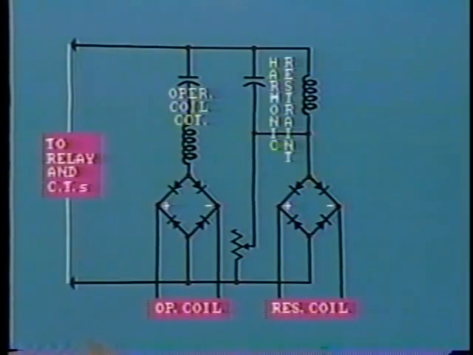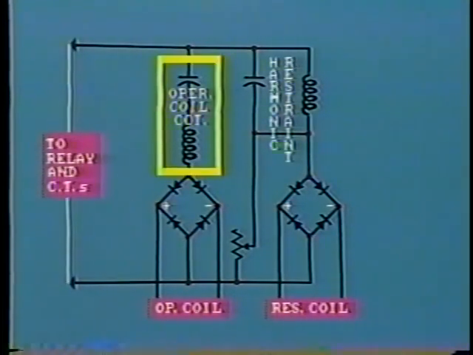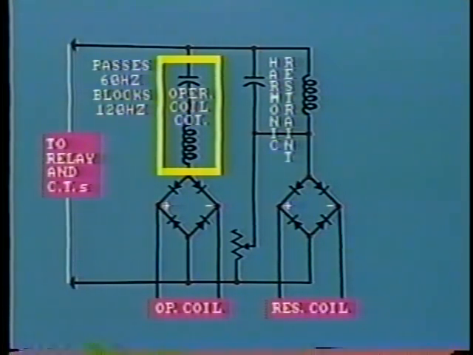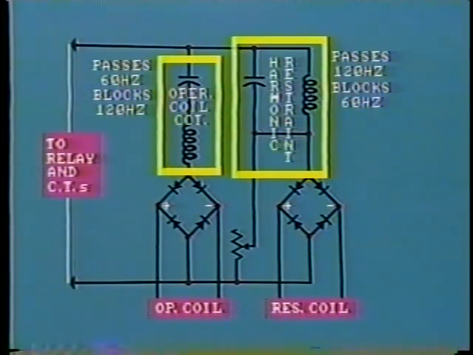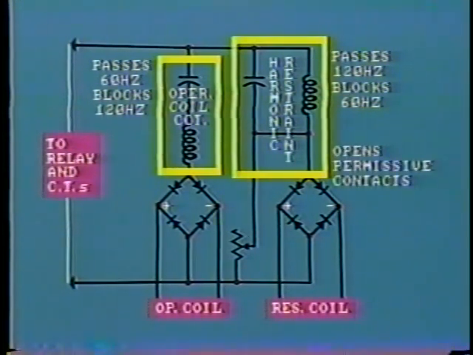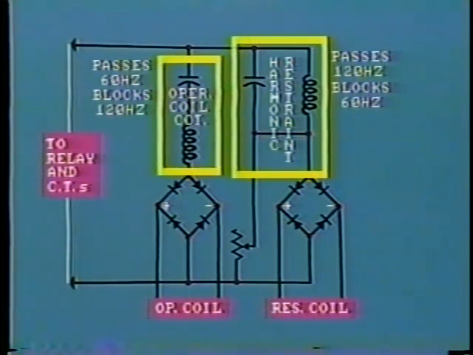There are actually two tuned circuits. The operating coil circuit presents a low impedance to 60 hertz current and a high impedance to 120 hertz current. The restraint coil circuit is just the opposite, presenting a low impedance path to second harmonic current and high impedance to 60 hertz current. When energized, the restraining coil opens the permissive contact in the tripping circuit. After the inrush current has subsided, the second harmonic will disappear. The permissive contact will close and the differential relay will operate normally.